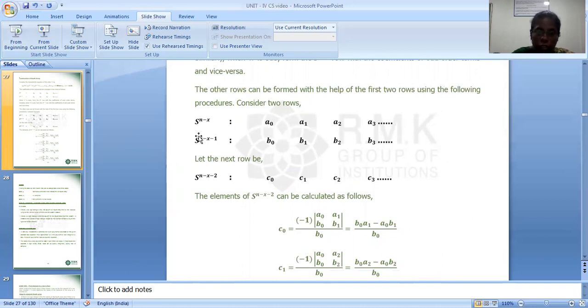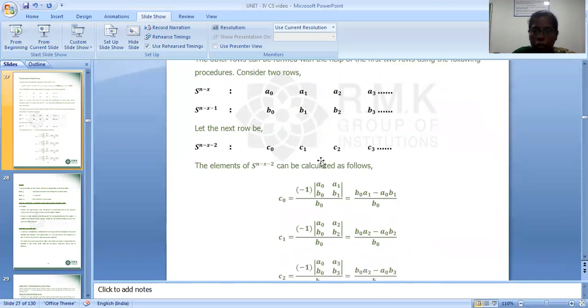So from the characteristic equation, we frame the first two rows, the s power n row and then the s power n minus 1 row. Below that, you have to form the subsequent rows, and those rows you can form by using a formula. For example, if A0, A1, A2, A3 is the first row, then B0, B1, B2, B3 is the second row, and these two rows we form from the coefficients of the characteristic equation.